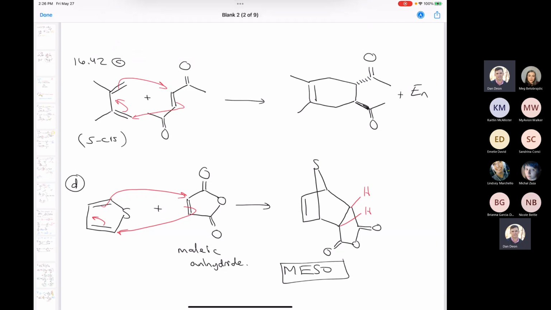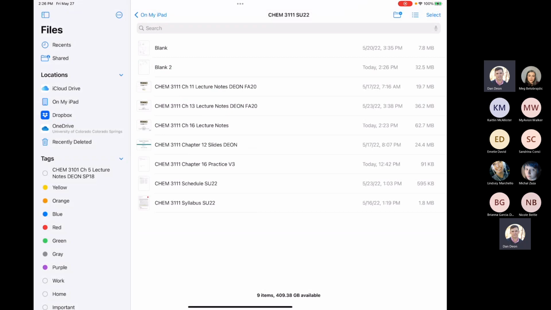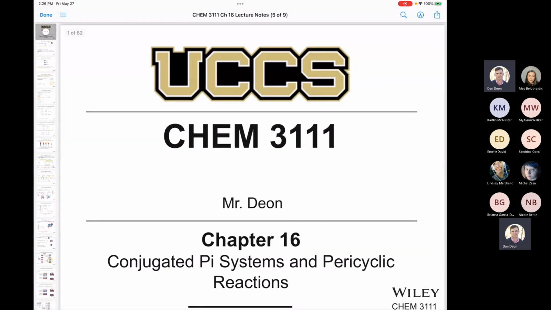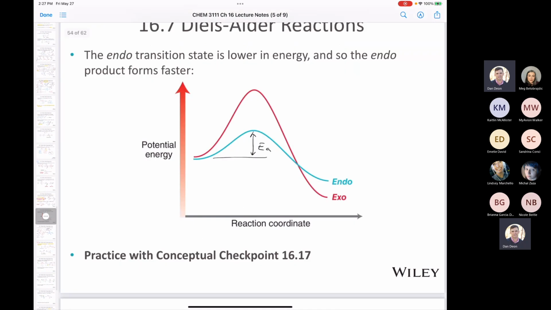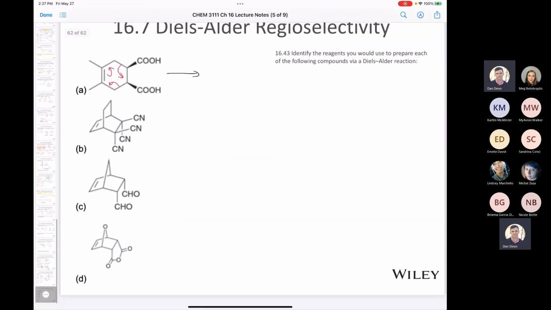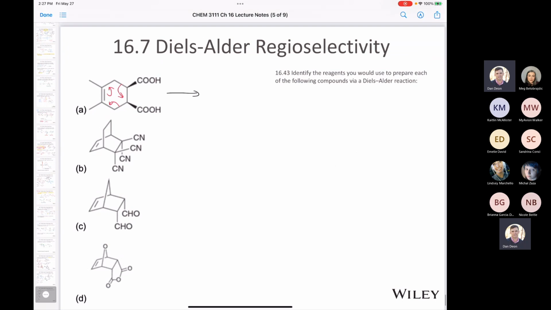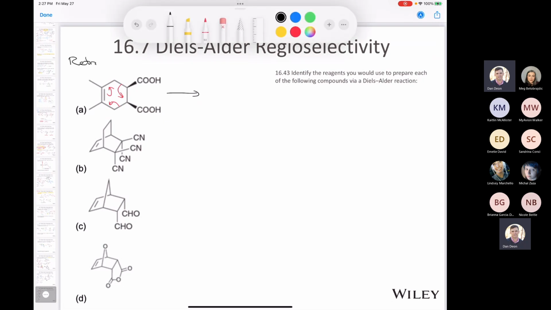Let's move on to question 16.43. And I find that question 16.43 is a question that students really like once they get the hang of the Diels-Alder mechanism, because actually drawing the starting materials can be a little bit quicker than drawing the products if you understand how to draw the curved arrows for the Diels-Alder, because it's the exact same arrows for drawing the retro Diels-Alder. So essentially here we're drawing the retro Diels-Alder reaction.